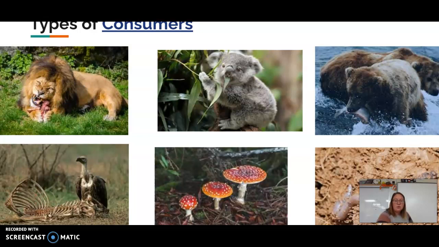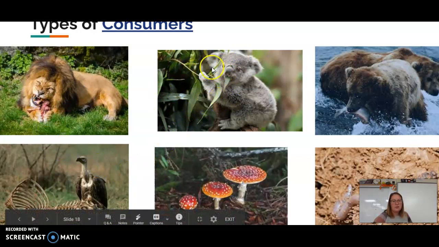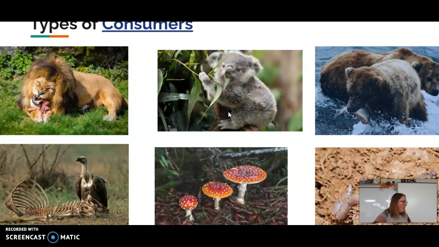Types of consumers. So there's 6 different ones that I want you to be aware of. The first one here with the lion, this is a carnivore. So a carnivore eats meat. It hunts and kills other animals. The next one is an herbivore. This one here right in the top middle. So that koala bear you can see is eating a plant. Herbivores get energy by eating plant leaves, roots, seeds, and fruit. Cows, caterpillars, and deer are good examples of herbivores.